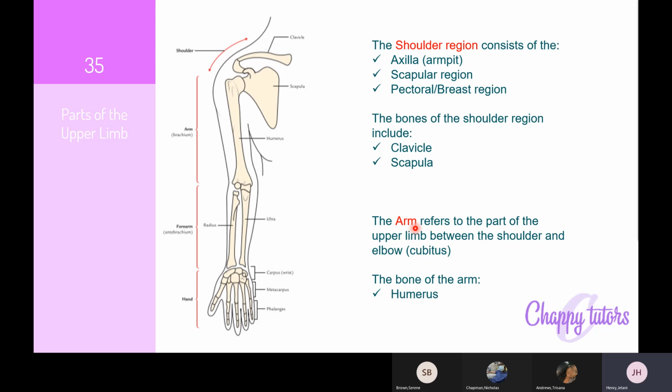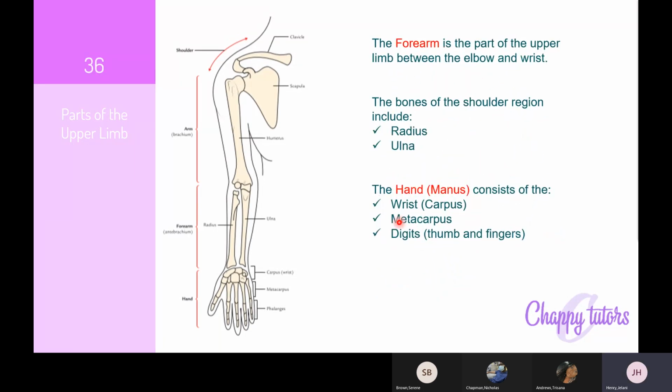Arm refers specifically to the part of the upper limb between the shoulder and your forearm. So you would hear people referring to the entire upper limb as the arm, but that actually isn't anatomically correct, right? The arm is solely specific to the part of the upper limb between the shoulder and the elbow, or the cubitus. Cubitus is just an anatomical term for elbow, right? And the bone that is in the arm is your humerus.